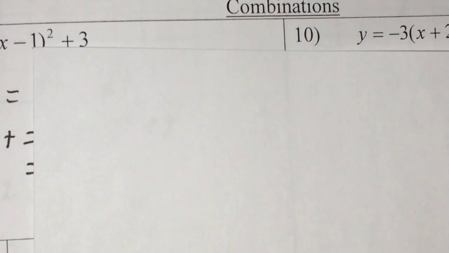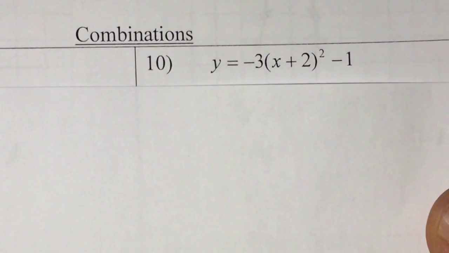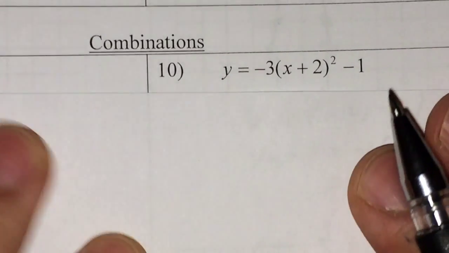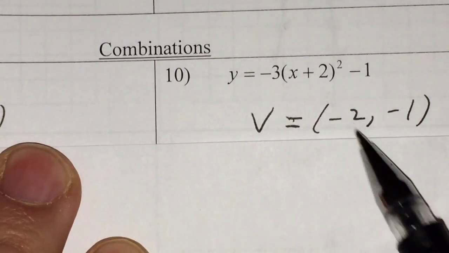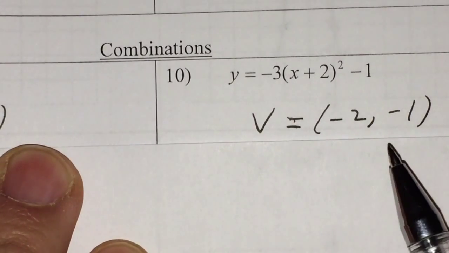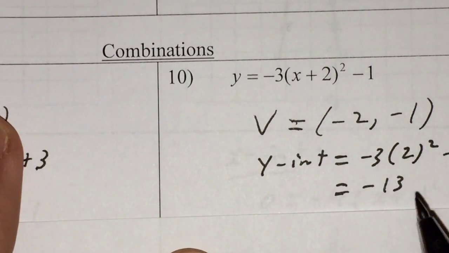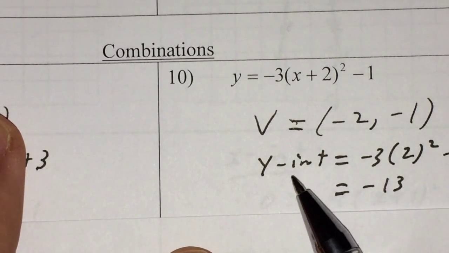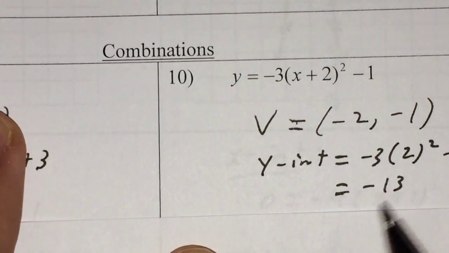Okay? Next one is y equals negative 3 times (x plus 2) squared minus 1. Well, vertex is (negative 2, negative 1), opposite side of that for the x. It opens down. It's going to be below the x-axis then. There's going to be no x-intercepts again. But there's always a y-intercept. Plug in 0 for x, and you get the y-intercept of negative 13.